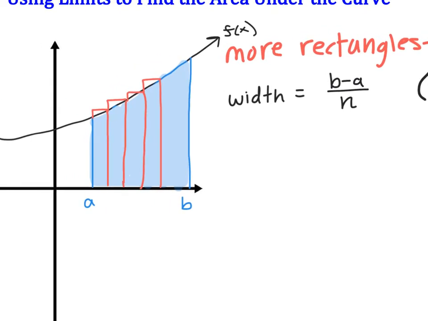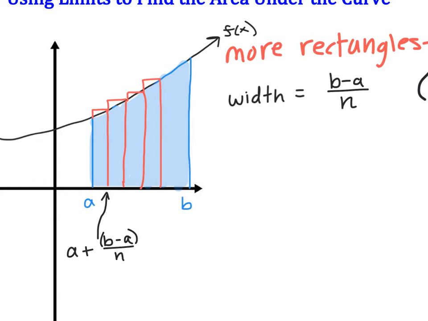And I know that's going to involve us evaluating the function at these x values. But maybe you're wondering, well, how do I define this x value? There's no numbers here. So let's see if we can find a way to describe this x value. I know that this distance is a, and I know that this is the width of our rectangle, which we've defined as b minus a over n. So I can describe this x value as a plus b minus a over n.